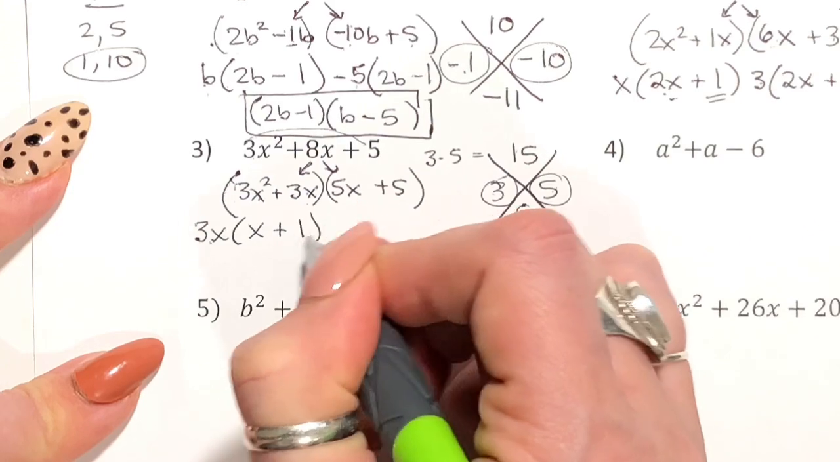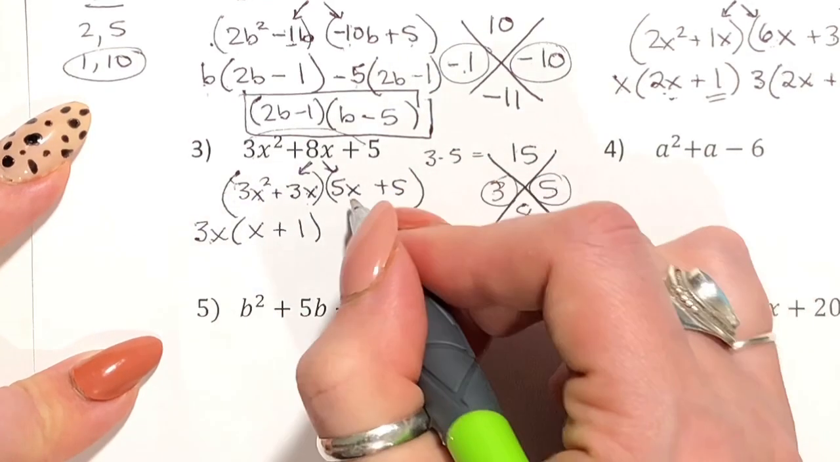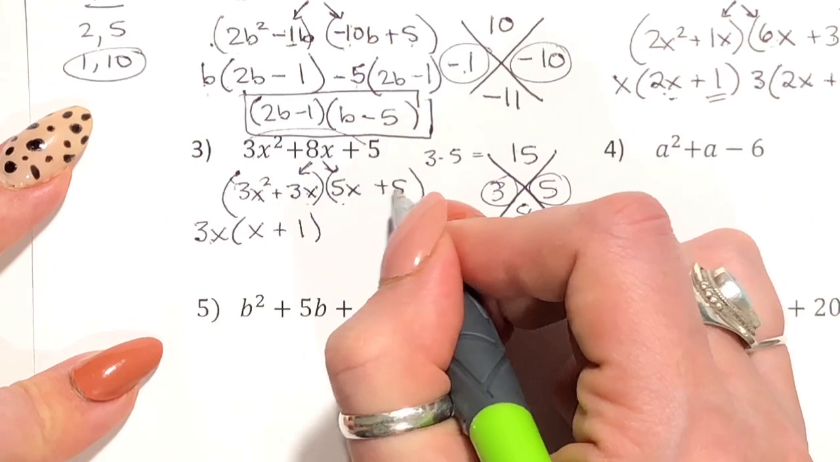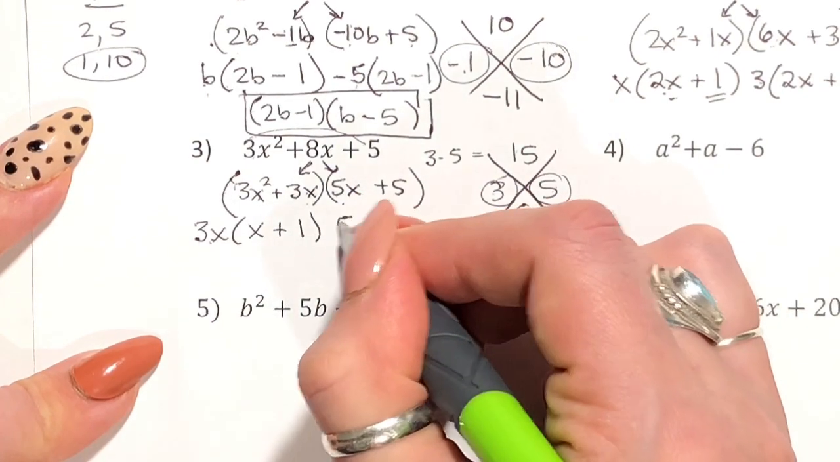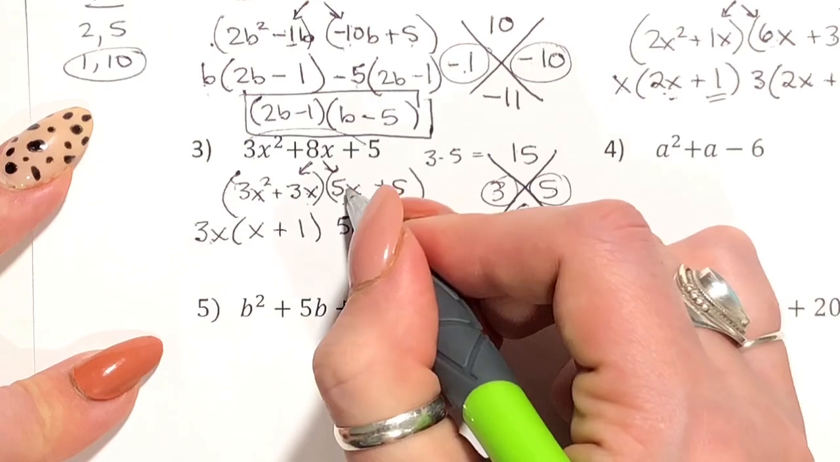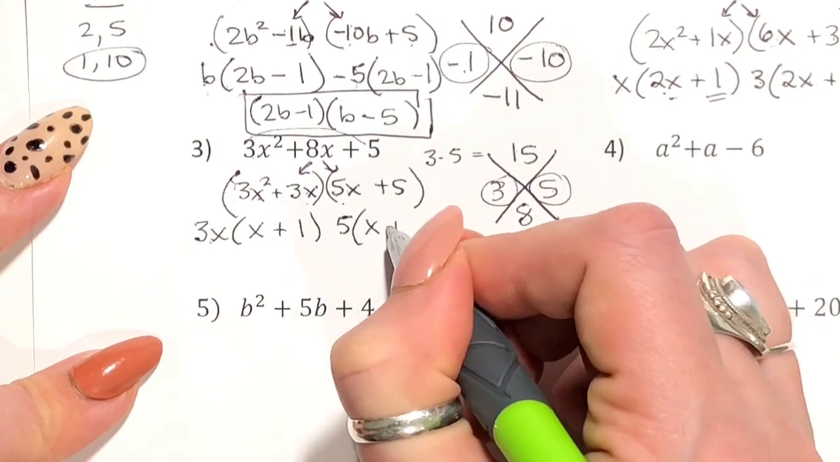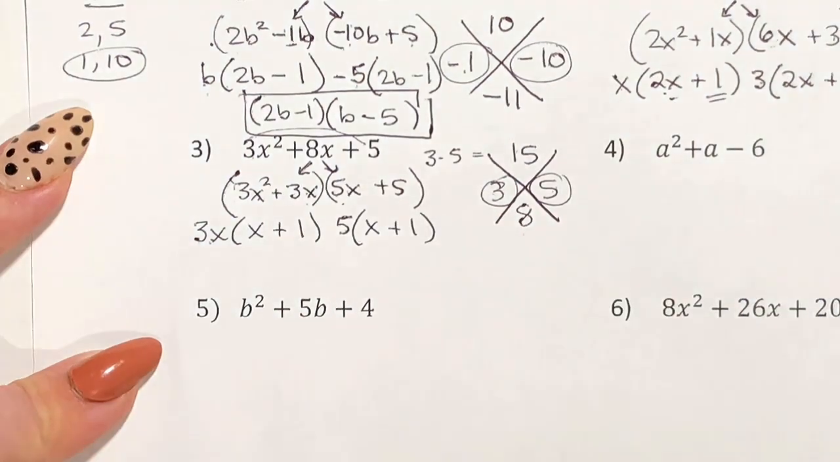So again, we need that 1 here. Don't just leave it blank. 5x plus 5. Can't take an x out of this one, but we can take a 5 away from both. So 5 is the common factor. 5x divided by 5 is x. 5 divided by 5 is 1. So again, we get that 1 there.